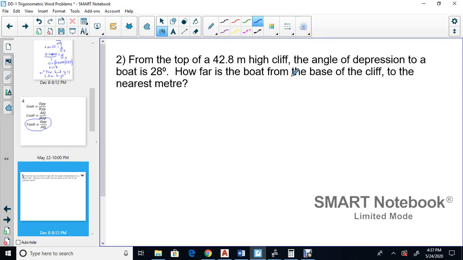At question number 2. From the top of a 42-meter high cliff, the angle of depression to a boat is 28 degrees. How far is the boat from the base of the cliff to the nearest meter?